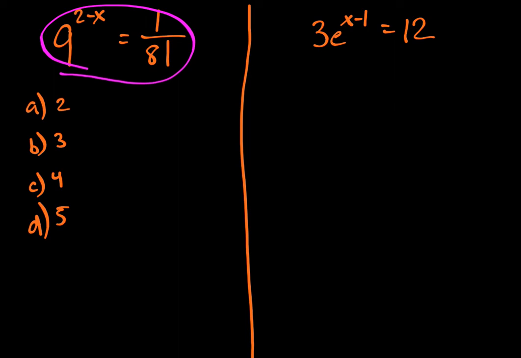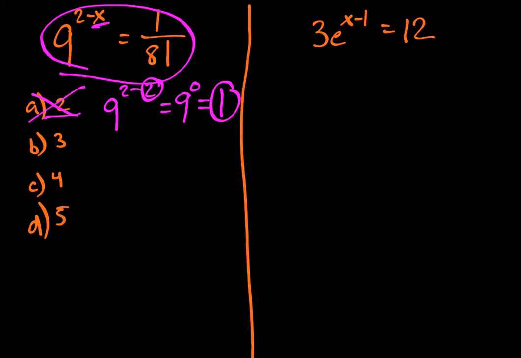Meaning, let's try A. So we have 2. What I'm going to do is plug 2 in for x. So 9 minus 2. I plugged in 2 for x, so in place of x, I plugged in 2. Well, what's 9 minus 2? Well, 9 minus 2 is 0. 9 to the 0 is 1. Well, does 1 equal 1 over 81? No. So that's not it.